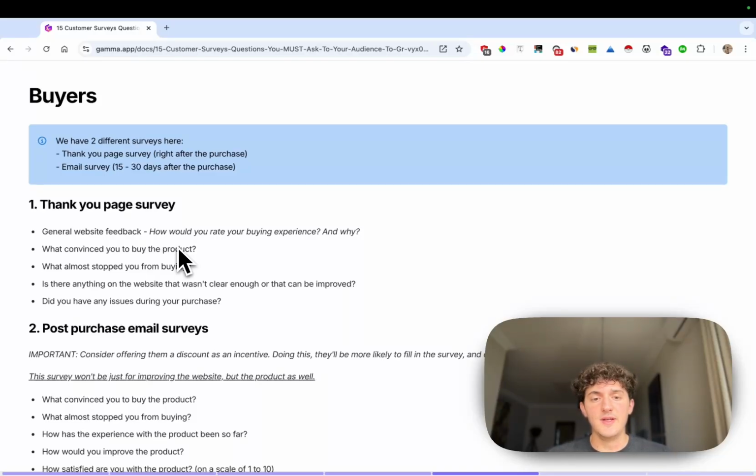The 4th one is to just understand if there's any information that is not clear enough, and also if they have had any issues, like more technical issues that they might have.